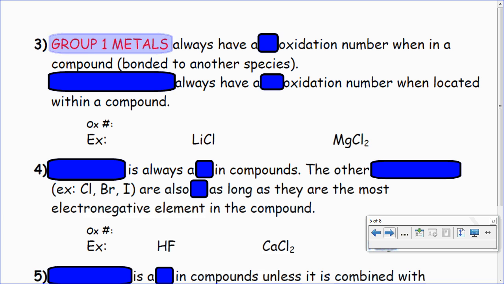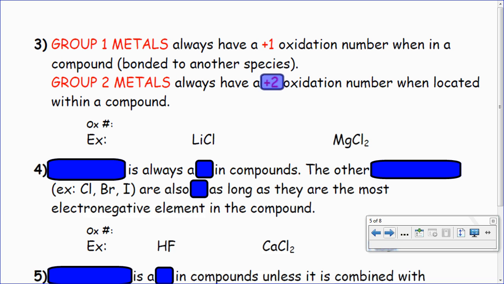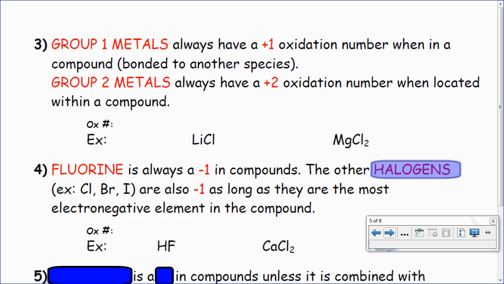Group 1 metals always have a +1, and group 2 metals always have a +2 within a compound. Examples: lithium, chlorine, and magnesium we're going to do. Lithium's group 1, so it's always a +1. Magnesium's group 2, so it's always a +2. Makes your job a little bit easier when you're figuring out the other one. A +1 and a -1 have to be the case.